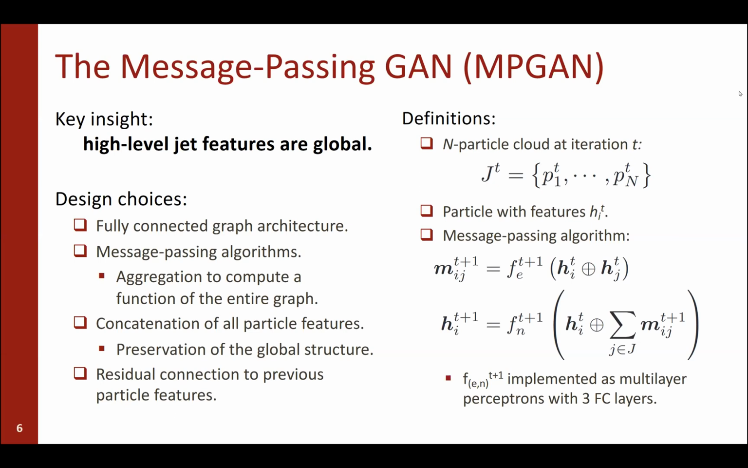And then we build the neural network with message passing algorithms. So you aggregate the input of the whole graph, and then you use that to compute a function of the whole thing. And you never separate particle by particle. You concatenate all of the particle features or arrows, again, to try to preserve the global structure of the jet. Remember, the high-level jet features are global.